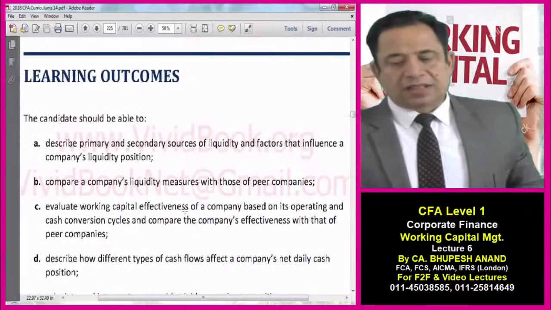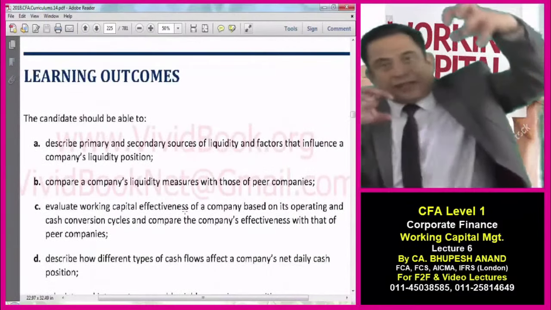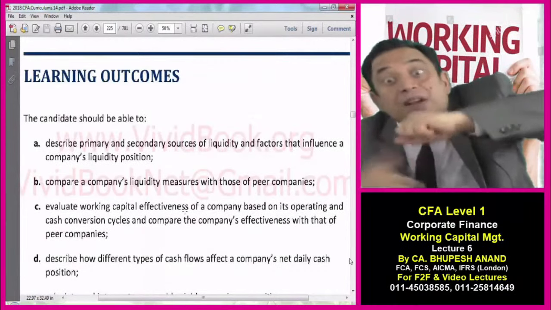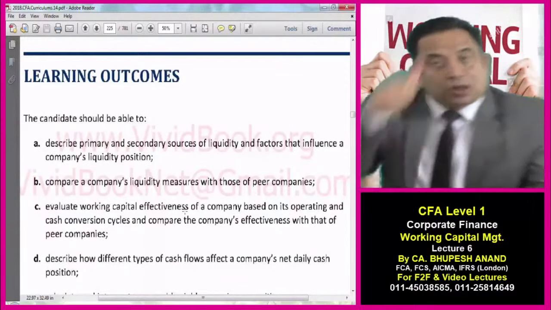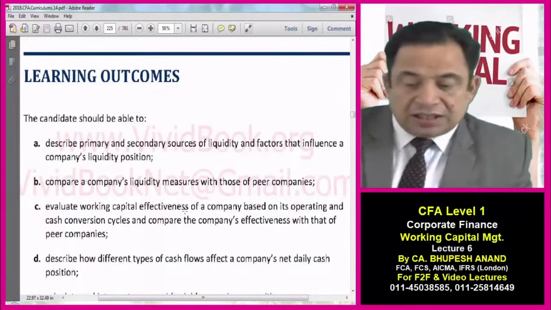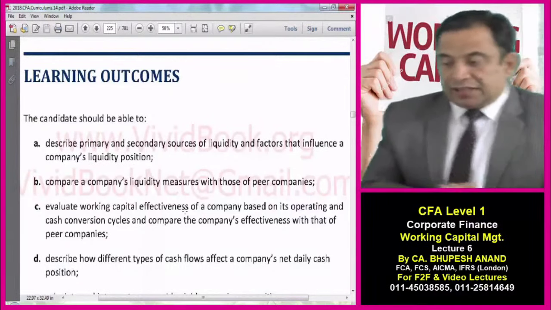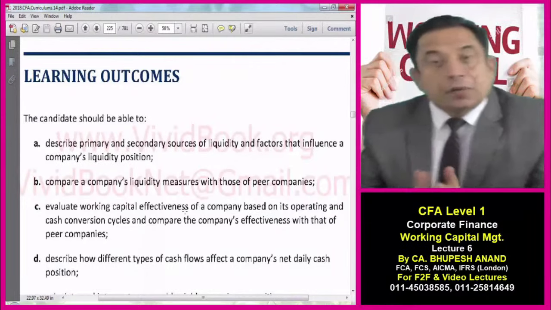7 learning outcomes are there. So as per the CFA curriculum level number 1, as per reading 38, they want that you should be aware of these things. That is first learning outcome which we have discussed. Describe primary and secondary sources of liquidity and factors that influence a company's liquidity position.